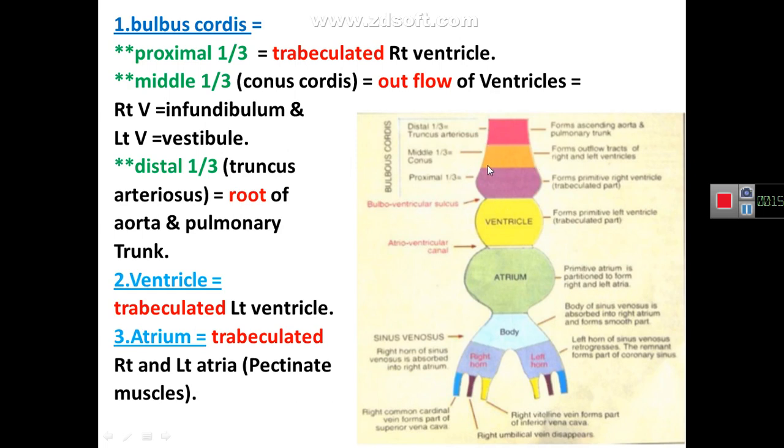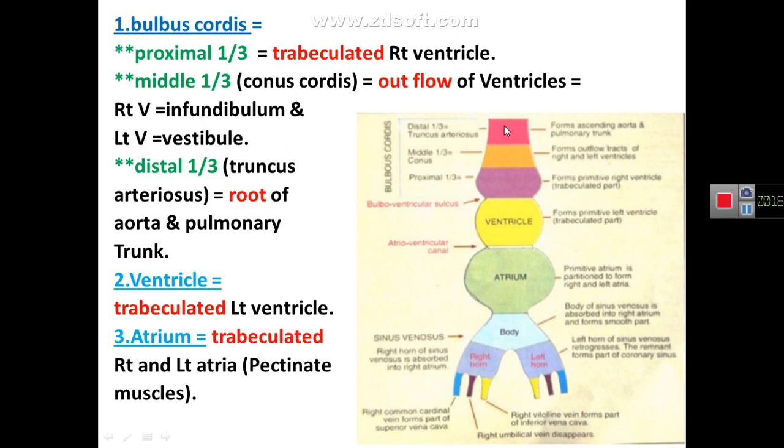We will start with derivatives of the bulbus cordis, the most anterior part of the heart tube. The bulbus cordis could be described in terms of derivatives as also being three parts: proximal part, middle part, and distal part. The proximal one-third will form the trabeculated right ventricle that contains trabeculae carneae, the muscles. The middle third is called conus cordis, and it will form the outflow of the right ventricle and left ventricle. In anatomy, the outflow of the right ventricle is called the infundibulum of the right ventricle, while the outflow of the left ventricle is called the vestibule of the left ventricle.